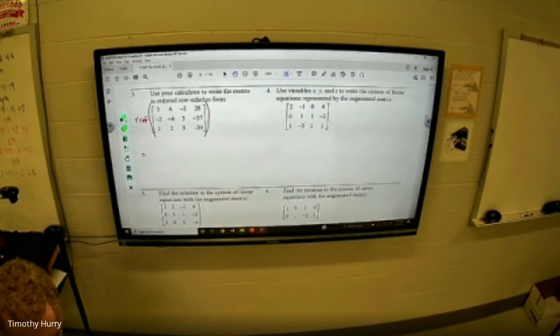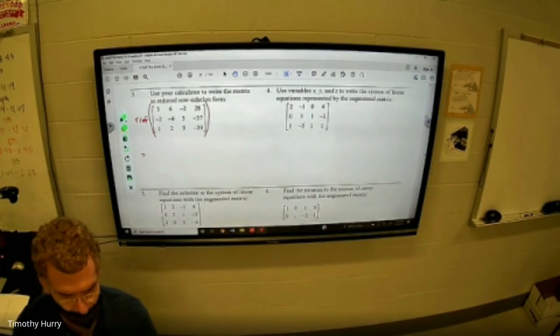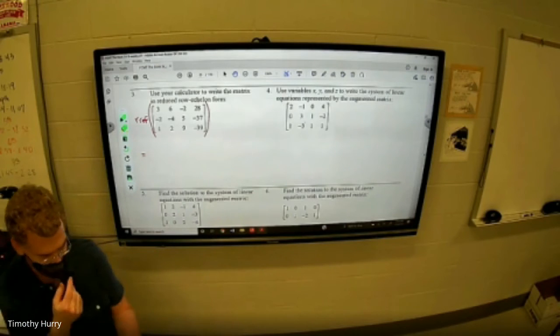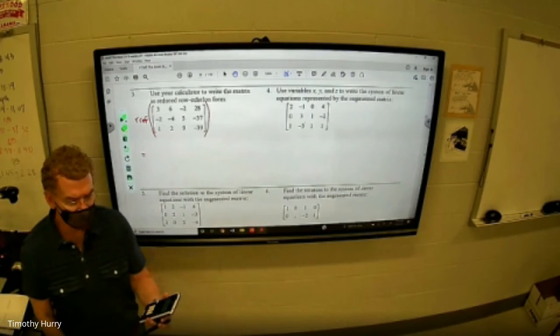So just go back up there and grab your reduced row echelon form again, bring it down, hit enter, and then you'll see 3 decimals. It'll fit more in there that way.